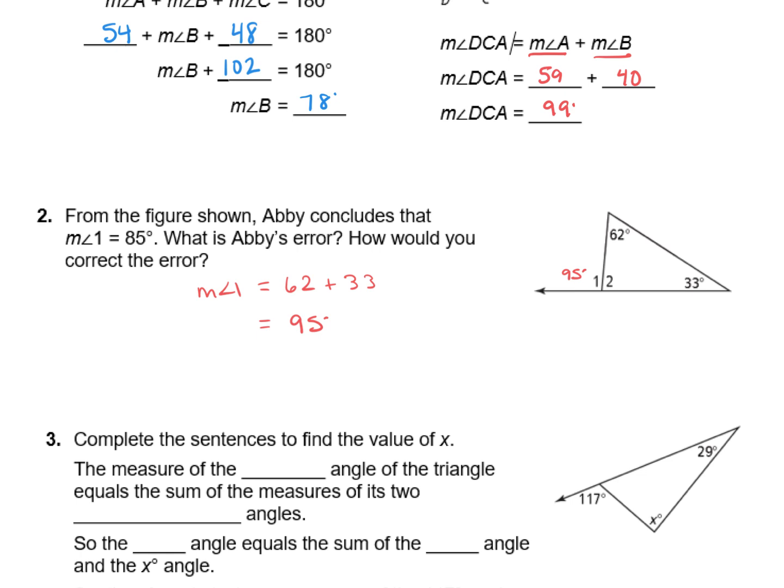So what she likely did, angle 2 is actually 85 degrees. I know that angle 1 and angle 2 will add up to 180. So 95 plus 85 is 180. But what I think Abby did is she just worked with her interior angles. I think she added up 62 plus 33 and subtracted it from 180 and got 85 degrees, but thought that was angle 1 out here. So that's the mistake I think she made.